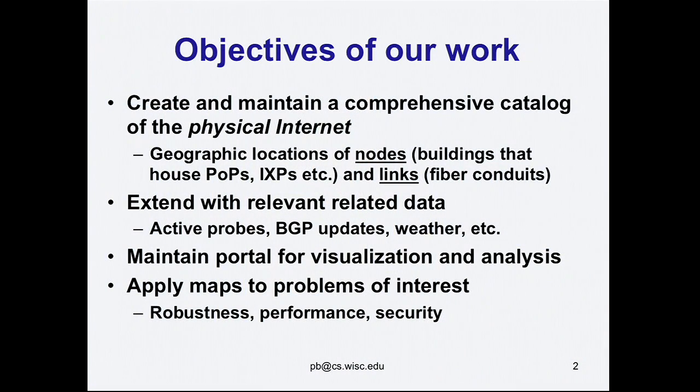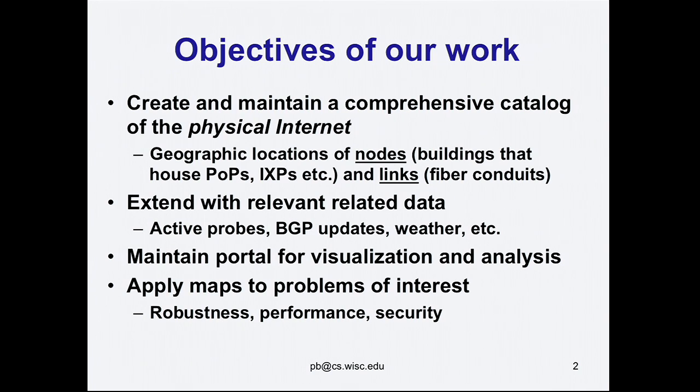So the objectives of the work that we've undertaken are to create a catalog, a comprehensive database of what I'll call the physical internet. The physical internet being defined as the geographic locations of infrastructure nodes that house routing and switching equipment, and the physical links that connect those nodes together. So this is not the layer 3 based maps that a lot of people, especially in academia, have spent a lot of time trying to understand, but nodes of the actual physical infrastructure.